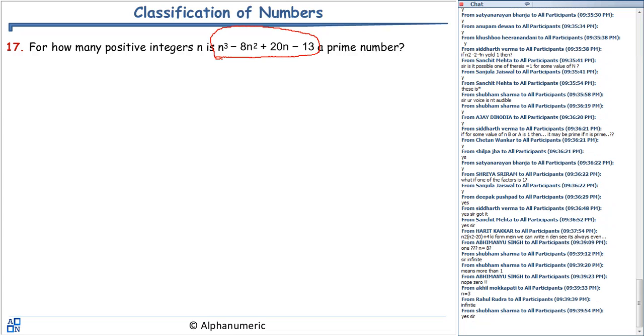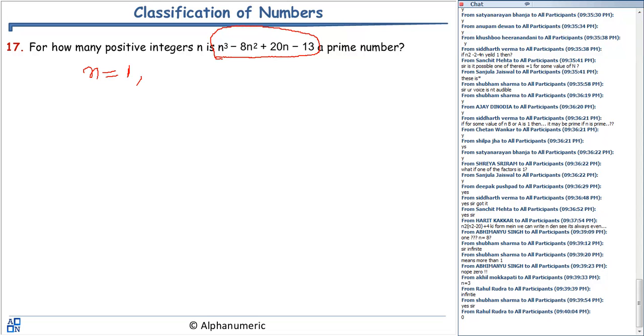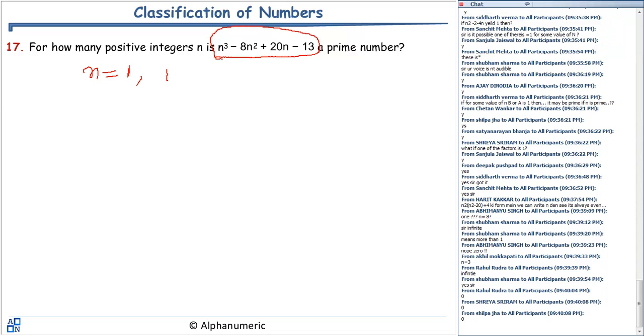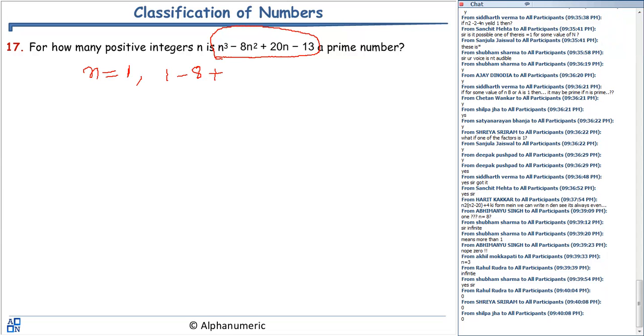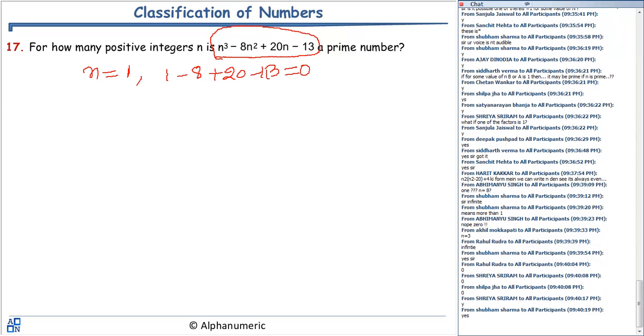If you substitute n equal to 1, what will I get here? 1 cube is 1, minus 8 plus 20 minus 13, is equal to 0. So definitely I can say n equal to 1 is the root of this equation. Yes or no? It is a root, right? So I can rewrite this expression as n minus 1 into what? Factorize it.